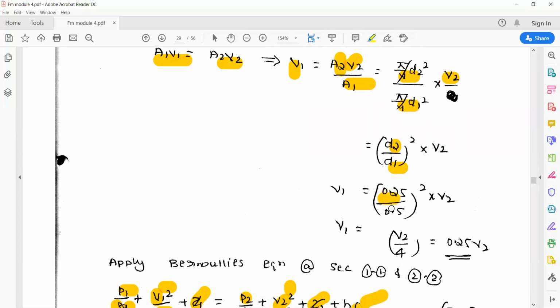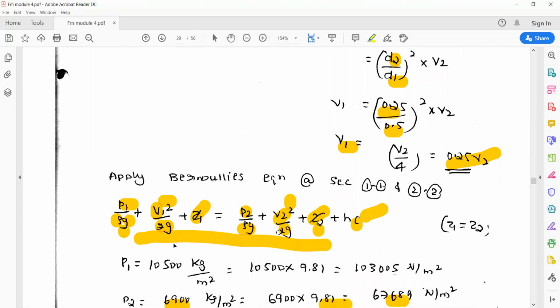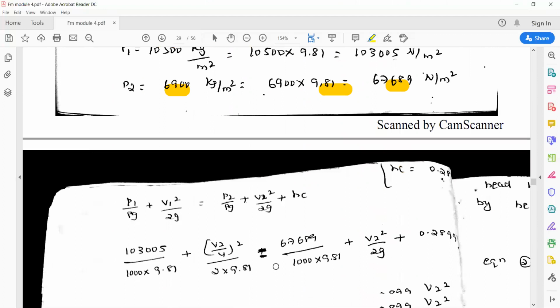You know the value of d2 and d1. If you substitute, you'll get V1 in terms of V2. So V1 is 0.25 V2. So once V1 is converted into V2, everywhere in Bernoulli's equation you can find the V2 term only. So in place of V1, substitute 0.25 V2. I mean V1 square is there, so you can do the square. So everywhere there will be V2 now.